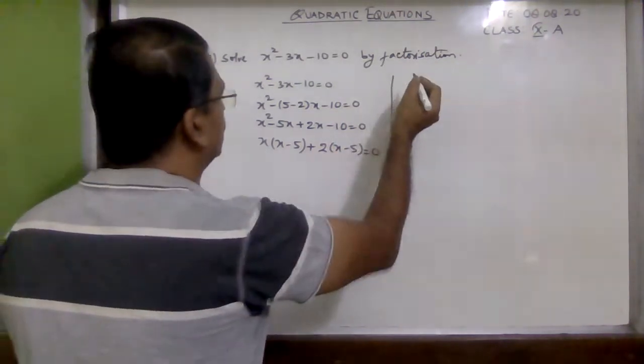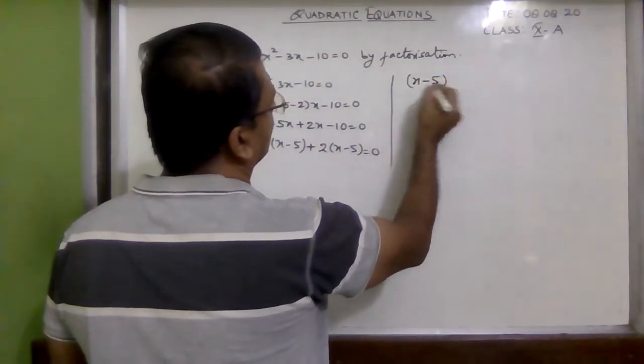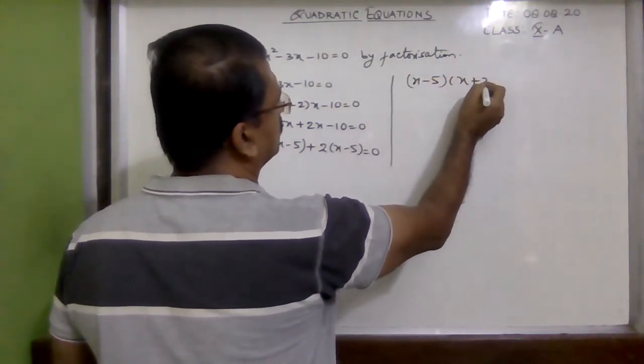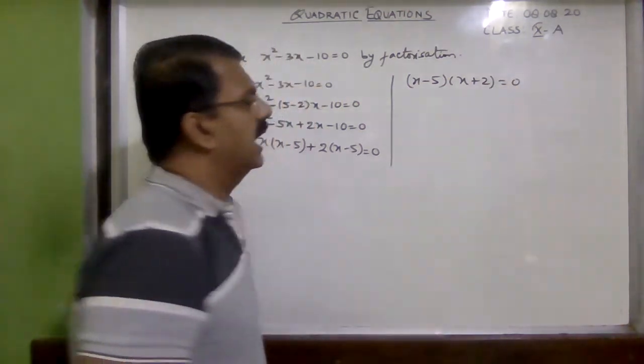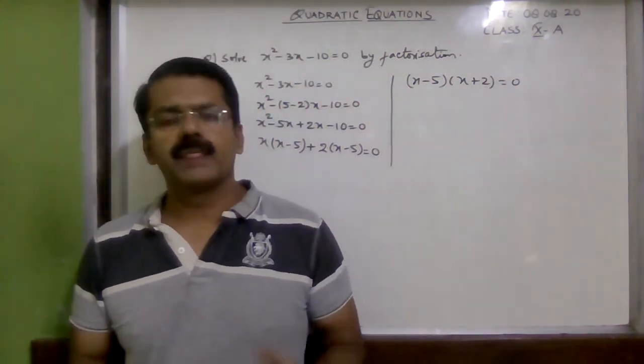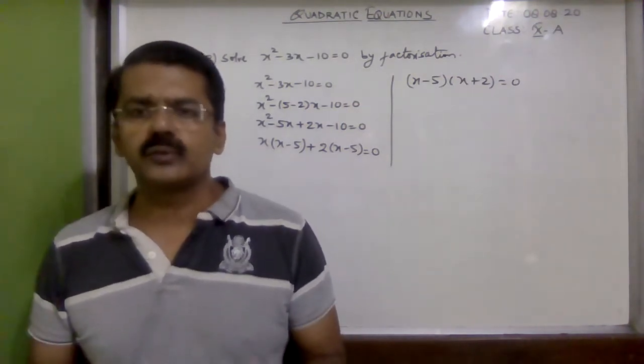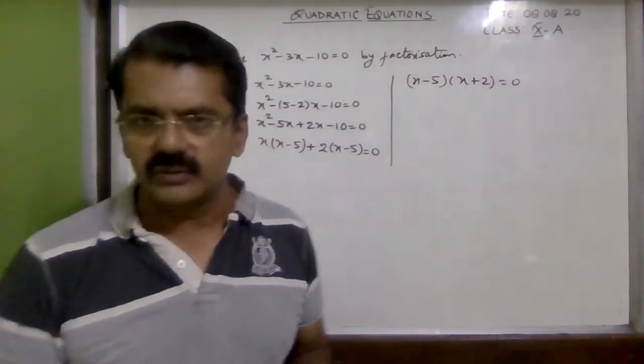Now I will continue here. From these two you take x minus 5 common, then in the other bracket you will have x plus 2 is equal to 0. I told you, when the product of two expressions is equal to 0, then at least one of them has to be 0, because the product of two non-zero numbers cannot be equal to 0.